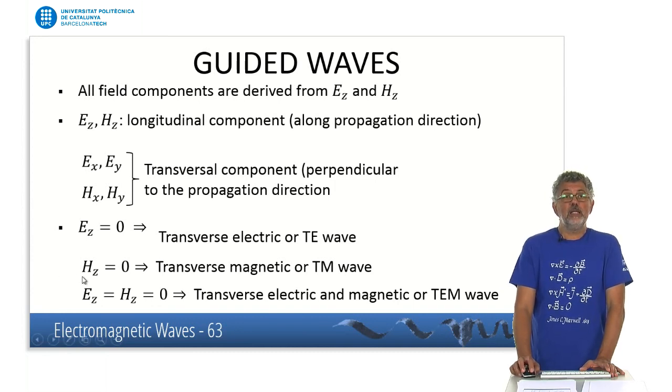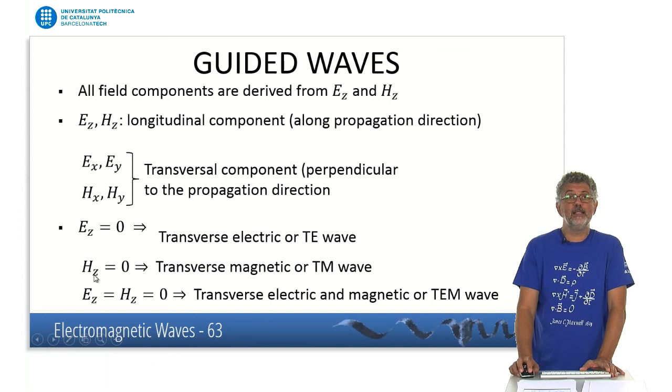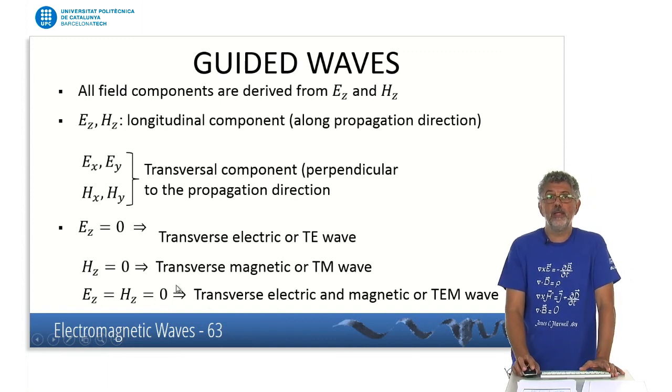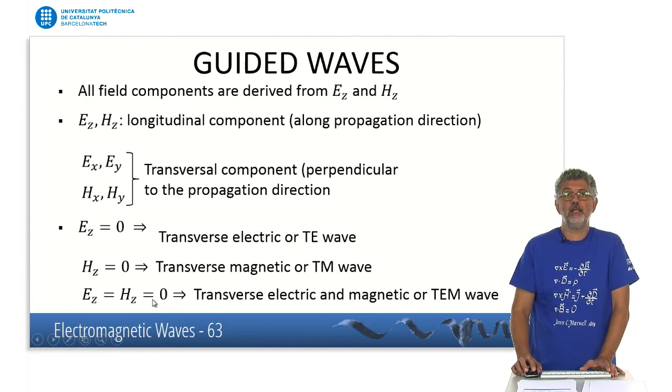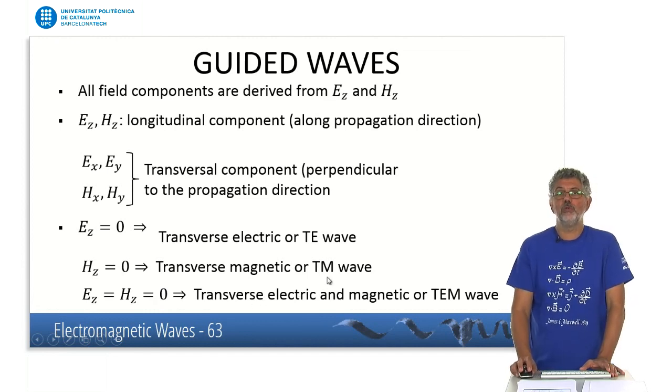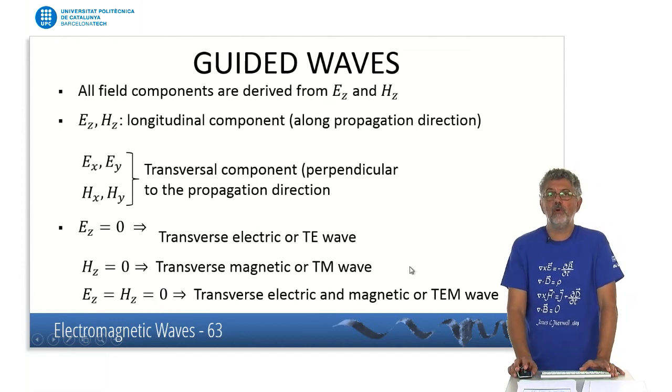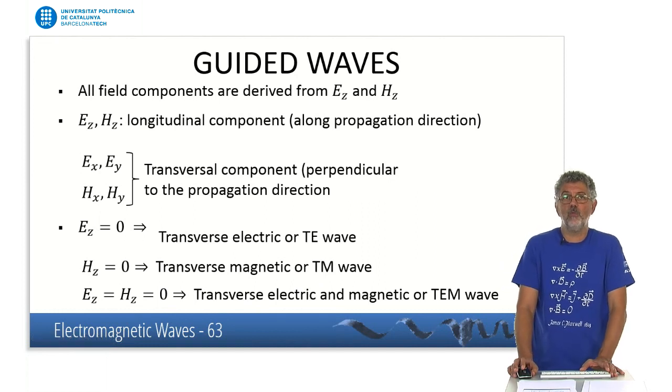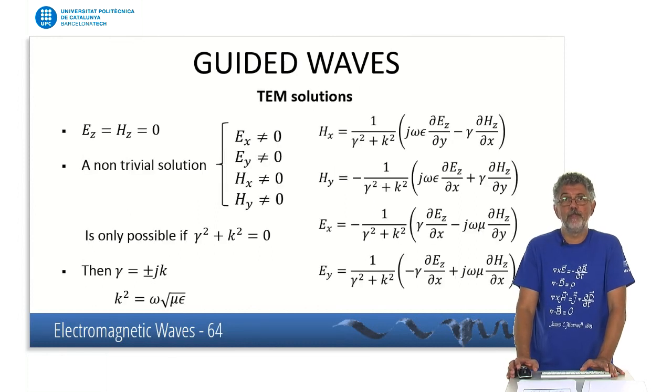If we have the z component of the magnetic field 0, we will call this a TM wave, and if both Ez and Hz are 0, we will call that solution a TEM wave, or a transverse electric magnetic wave, because there are only transverse components of the electric and magnetic field.